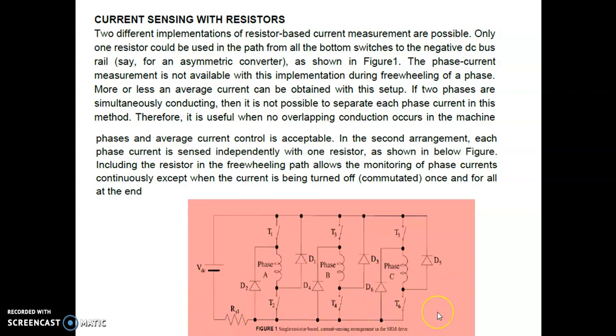This is a very suitable method used for measuring the currents, and from this the rotor position can be accurately determined.